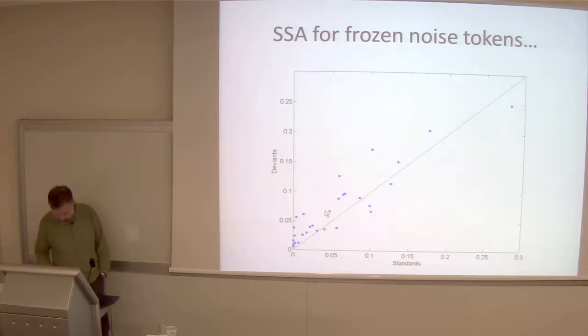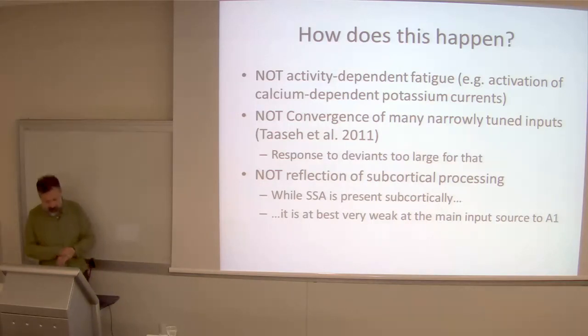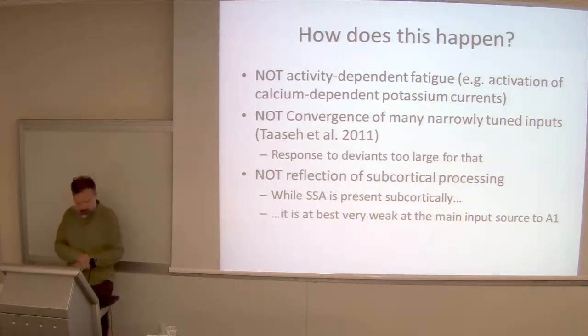Okay, so how does this happen? We know that it's not activity-dependent fatigue of the type that Merav suggested, because it's on a single neuron. So if it would fatigue to one sound, it should fatigue also to the other. We know that it's not convergence of many narrowly tuned inputs onto this neuron, where we adapt one of them and the other one is not adapted. This requires some more arguments. Here we have a paper that just came out that demonstrates that.